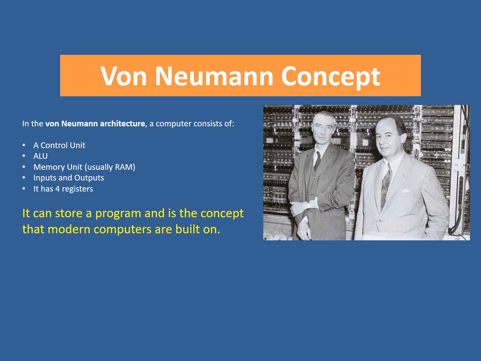The von Neumann concept is a computer that has a control unit, an ALU, arithmetic logic unit, memory such as RAM. It has inputs and outputs and registers. Remember, we talked about the registers. But the key thing about a von Neumann computer is that it can store a program. And this is what modern day computers are actually built on.